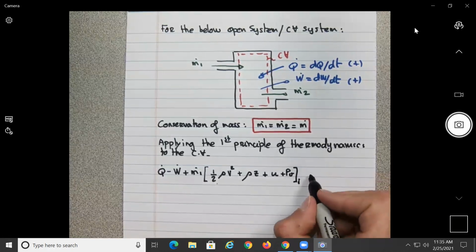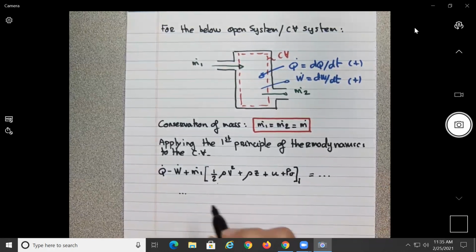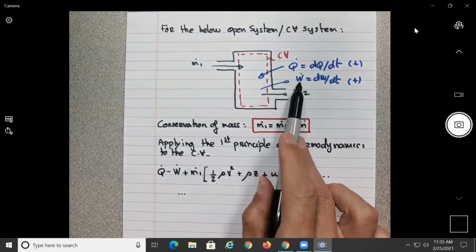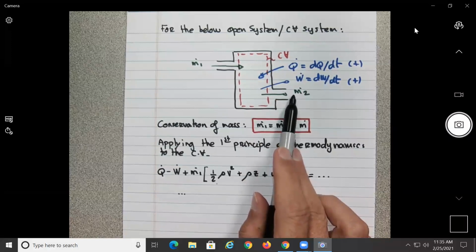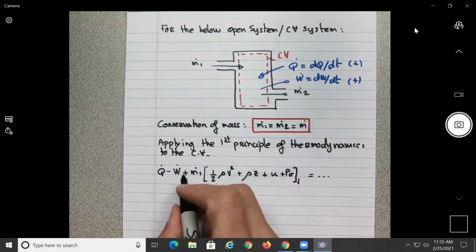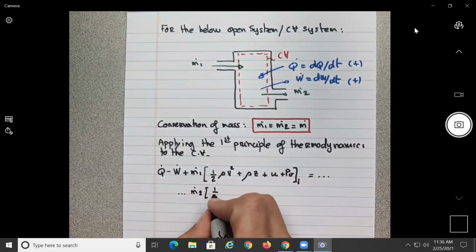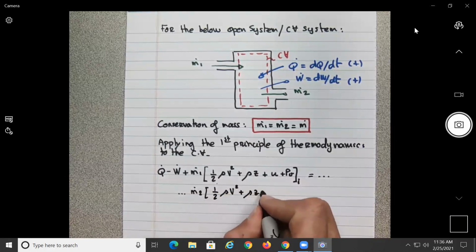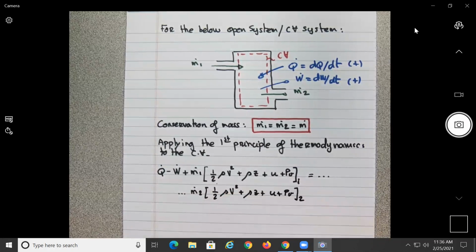Okay, and all this stuff will be equal to what? So we already took into consideration the Q, the power, work per unit time, the m dot 1. Now we need to know what's happening on the exit, no? Okay, so it will be the same thing here, m dot 2 of 1/2 rho v squared, rho z, plus u plus pv at 2.